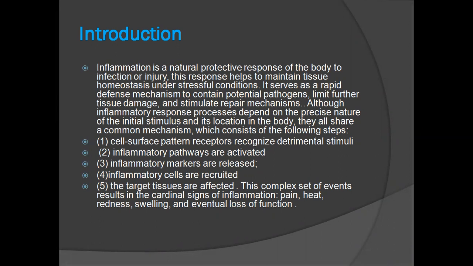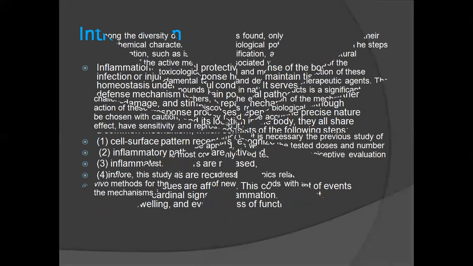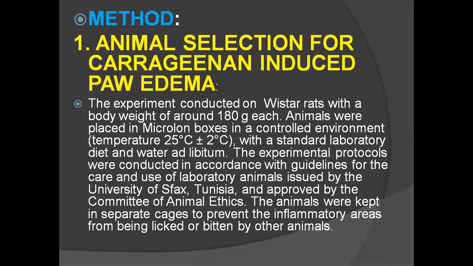Whenever inflammation occurs, the inflammatory pathways are activated, the inflammatory markers are released, the inflammatory cells are recruited, and the target tissues are affected. The signs of inflammation are pain, heat, redness, swelling, and eventual loss of function. Then we have the method. The method we are going to use is animal selection for the carrageenan-induced paw edema.